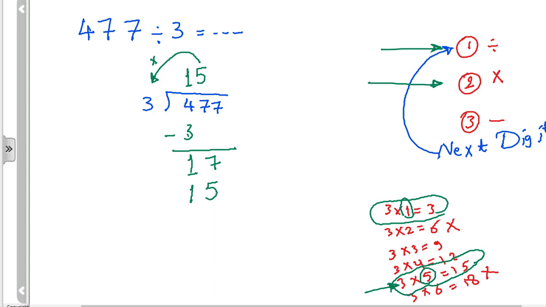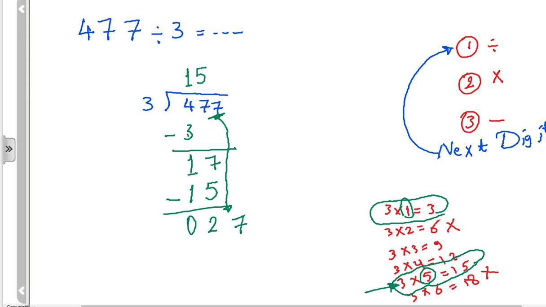Okay, I finished the multiplication. What is the next step? Subtract. Subtract to get the remainder. 7 minus 5 equals 2, and 1 minus 1 equals 0. And now, what should I do? Move to the next digit. Okay, I will move to the next digit. The next digit in this case is this 7. Drop down this 7.